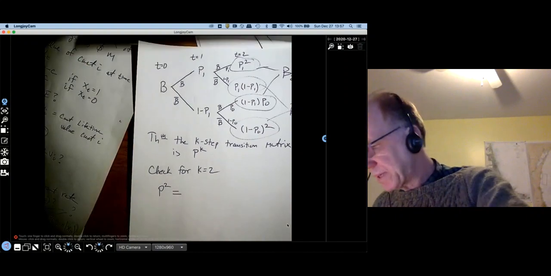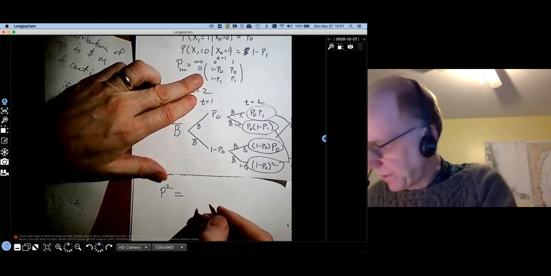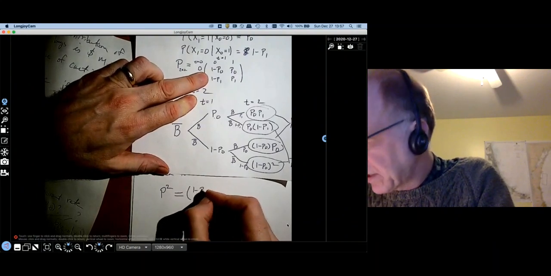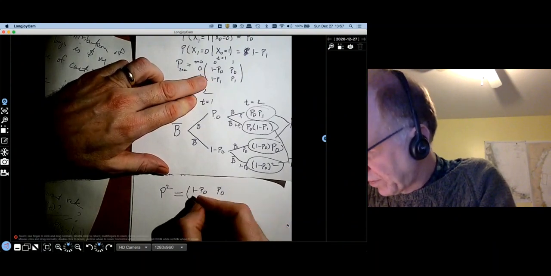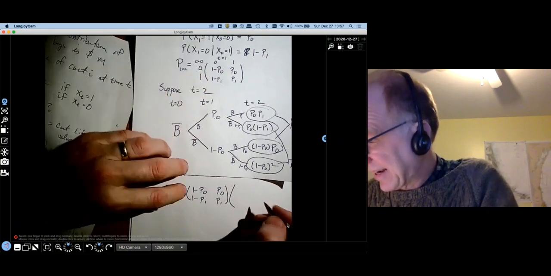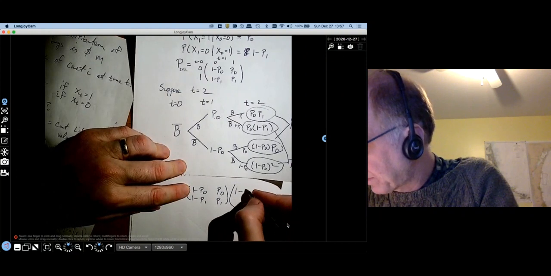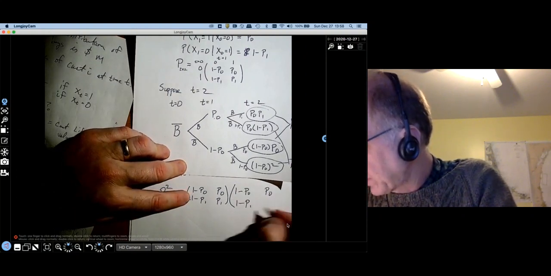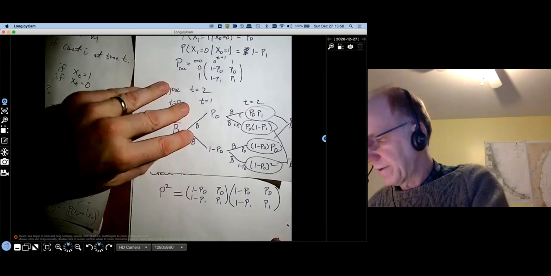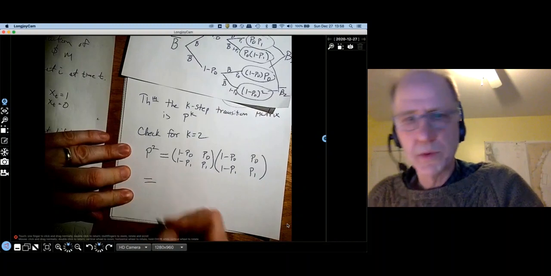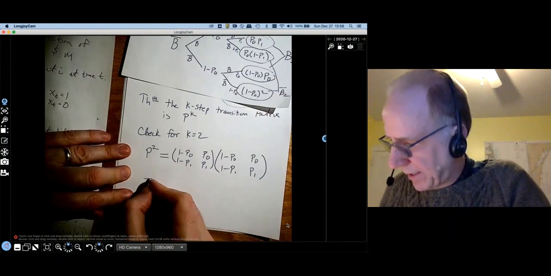So what was my P matrix? Well, here's my P matrix. It's going to be 1 minus p naught, p naught, 1 minus p1, p1, and then I just have to copy the same thing again: 1 minus p naught, p naught, 1 minus p1, p1. I'm now going to do the matrix multiplication.